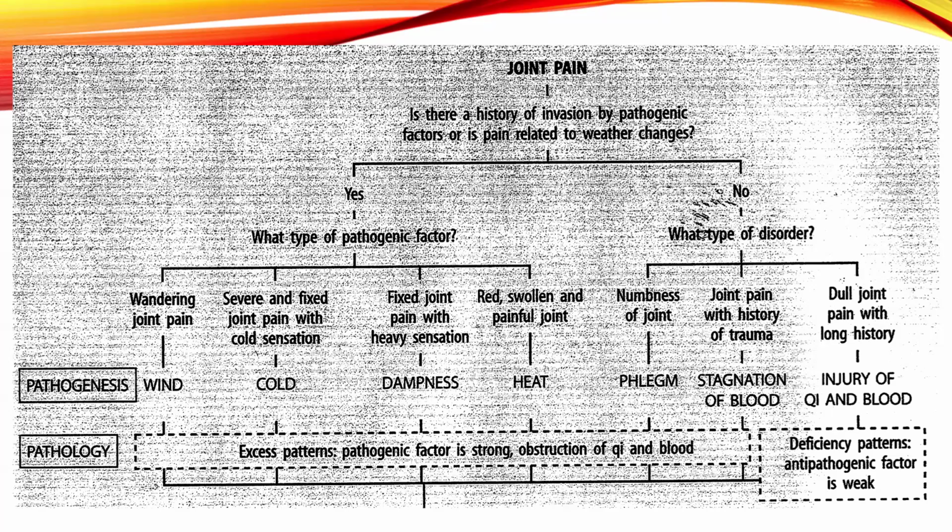If the patient said no, let's see what type of disorder. If numbness of joint, pathogenesis is phlegm. If joint pain with history of trauma, pathogenesis is stagnation of blood. If dull joint pain with long history, injury of chi and blood. So the pathology is excess pattern, pathogenic factor is obstruction of chi and blood. And the next pattern is deficiency pattern, antipathogenic factor is weak.